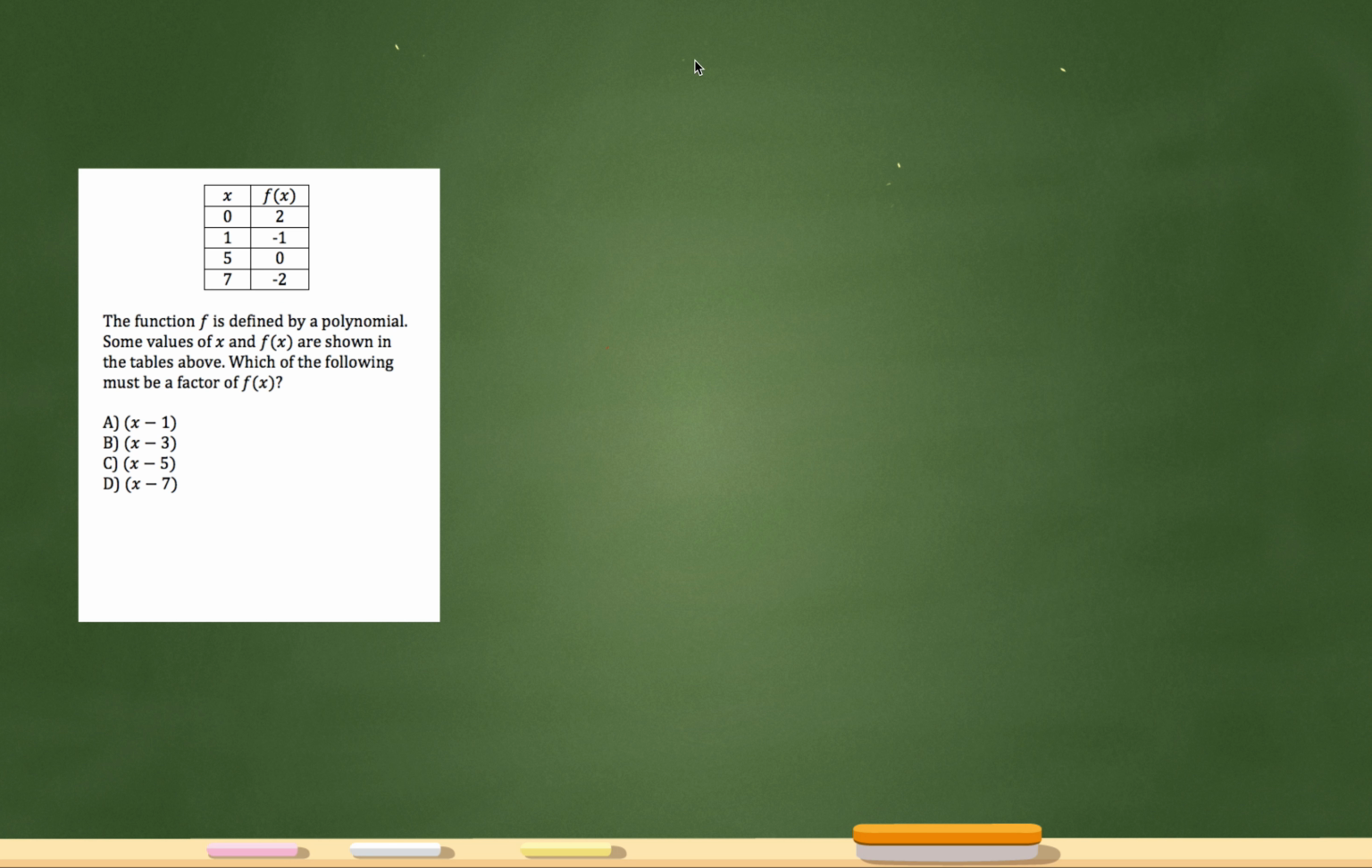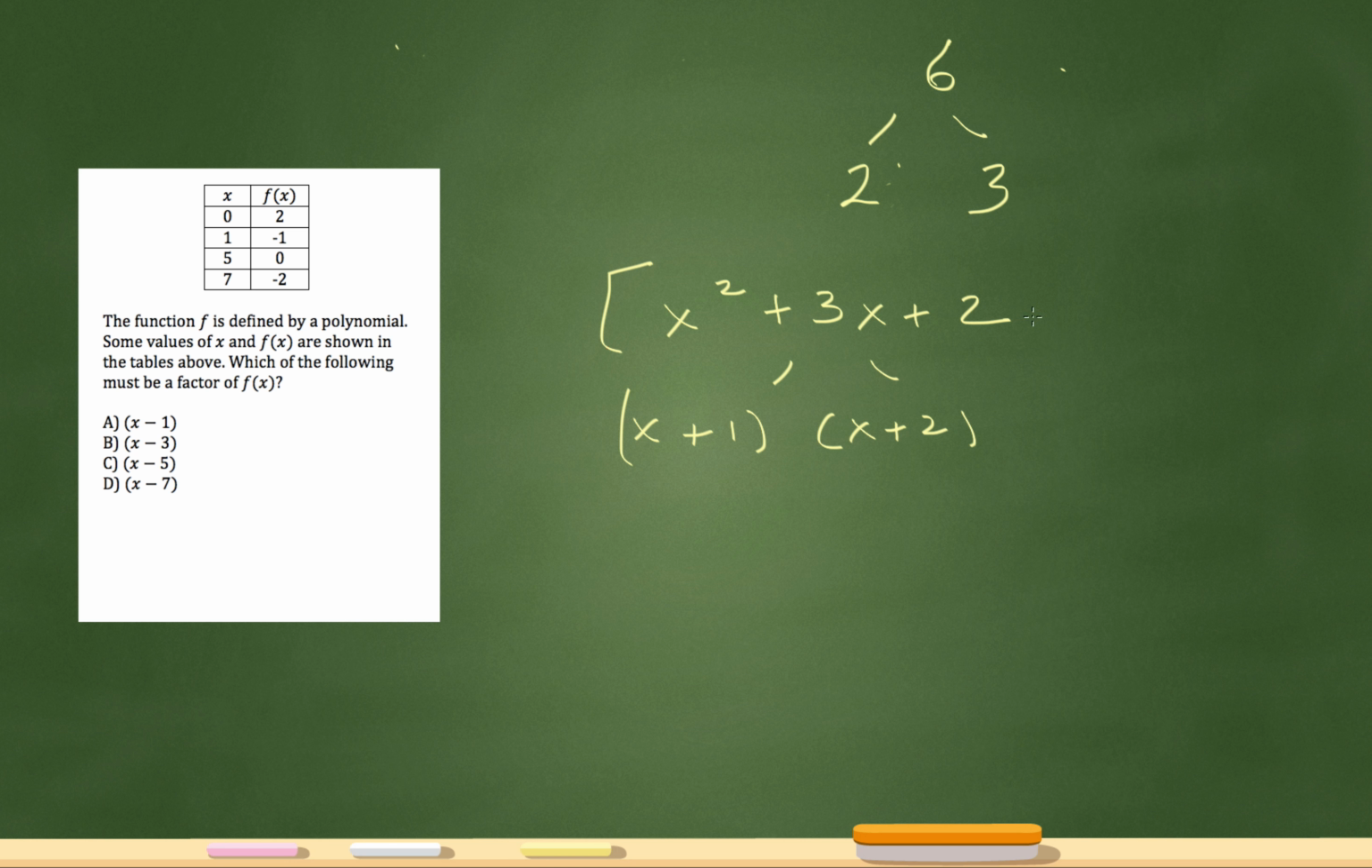So let's start with something really basic. If I have 6, what are the factors of 6? 2 and 3, because 2 times 3 is 6. Similarly, if I have a polynomial such as x squared plus 3x plus 2, it also has factors: x plus 1 times x plus 2. Because when I multiply out x plus 1 times x plus 2, it'll give me x squared plus 3x plus 2. Similarly, over here I have 2 times 3, which will give me 6. So factors of a polynomial are two quantities that, when I multiply those out, will give me that actual equation.